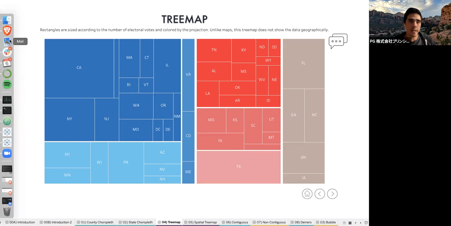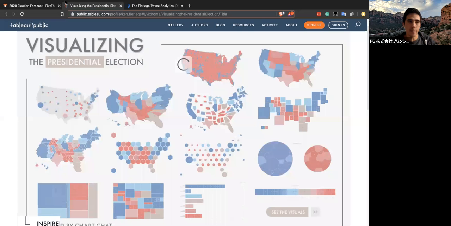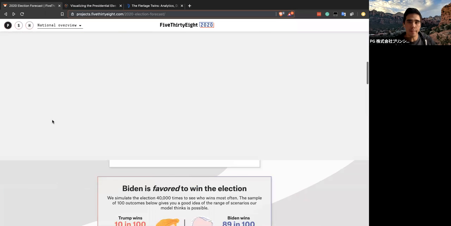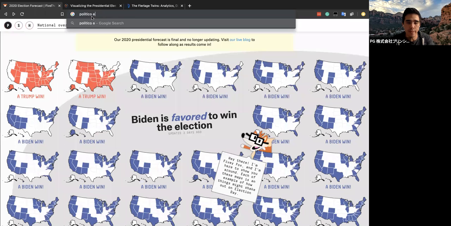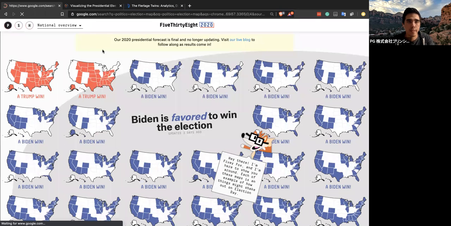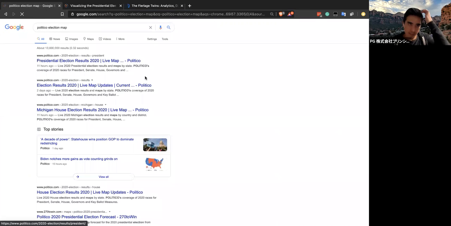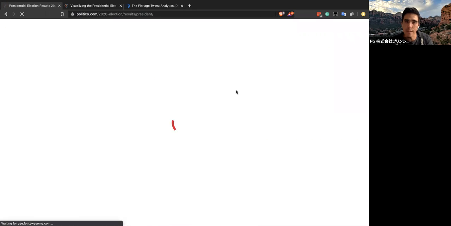So actually, that's kind of what a lot of websites are doing. Maybe I can find it. There's a good one, Politico election map. That kind of does that. It doesn't use a tree map. Instead, it uses a bar chart.